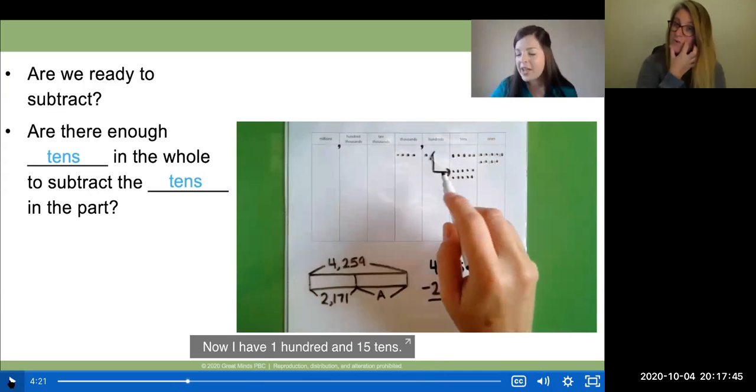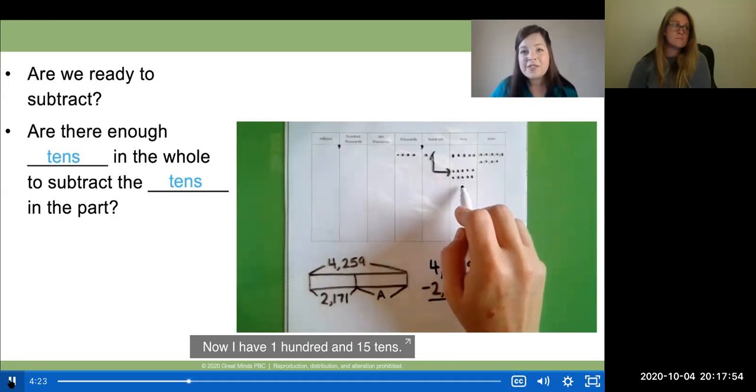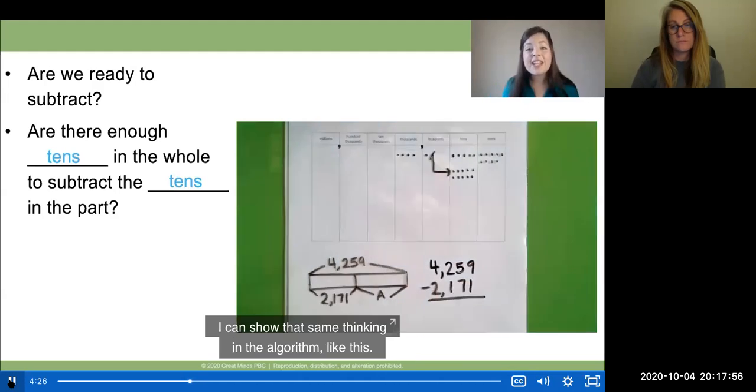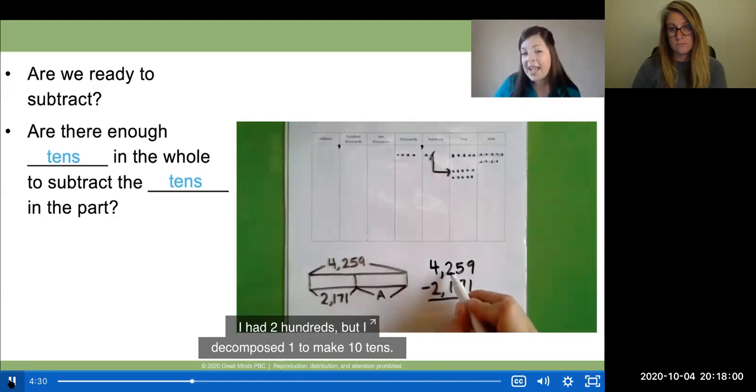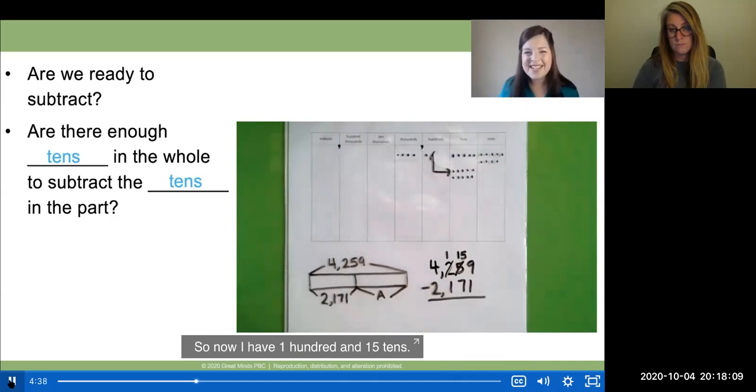When you decompose your numbers on your place value chart, they should look exactly the same way as our Eureka teachers do. I have 15 tens. I can show that same thinking in the algorithm, like this. I had 2 hundreds, but I decomposed 1 to make 10 tens. So now I have 15 tens.